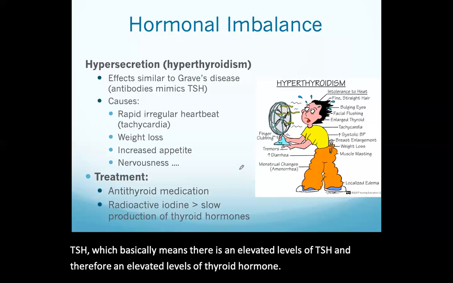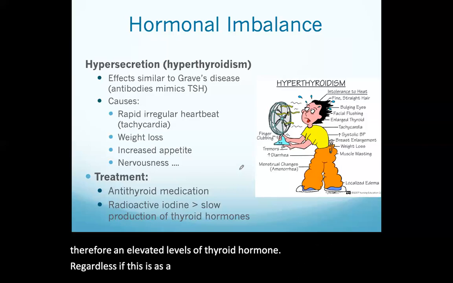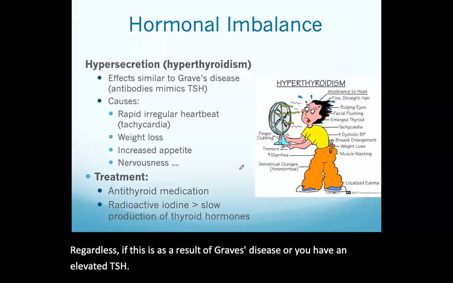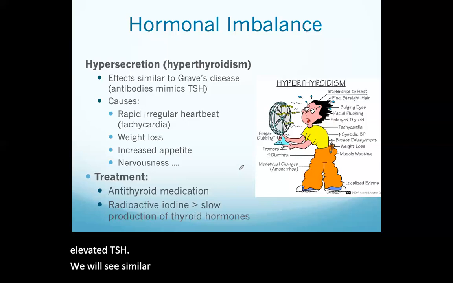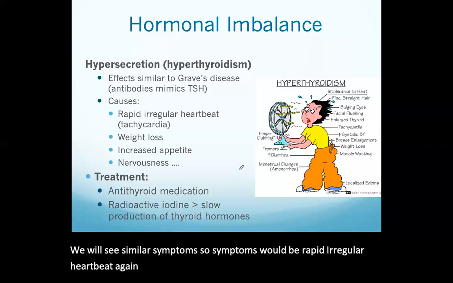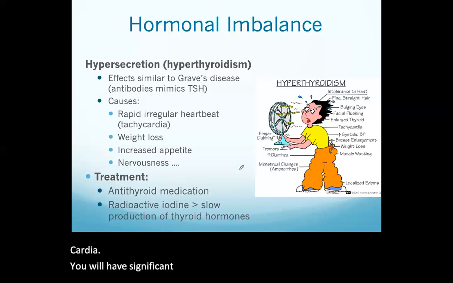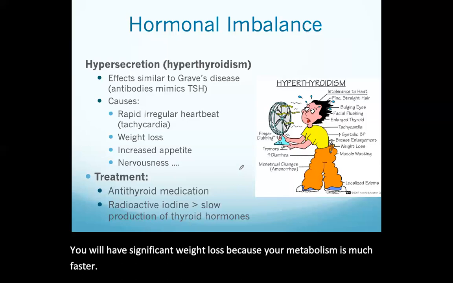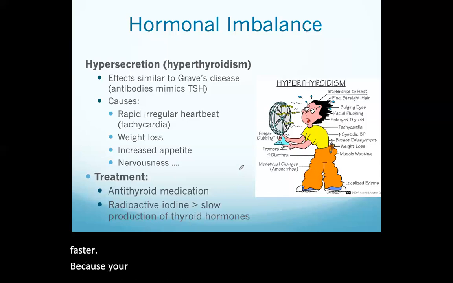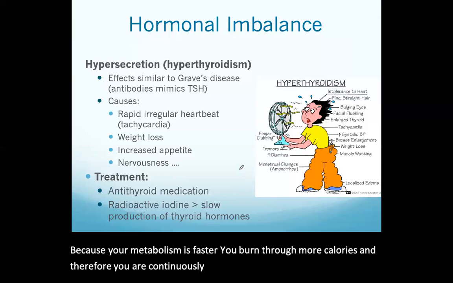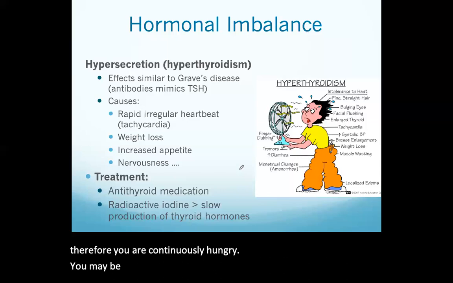Now, regardless of whether this is a result of Graves' disease or you actually have an elevated TSH, we will see similar symptoms. The symptoms would be a rapid irregular heartbeat, again part of metabolism, called tachycardia. You will have significant weight loss because your metabolism is much faster. Because your metabolism is faster, you burn through more calories and therefore you are continuously hungry. You may also see symptoms of nervousness.